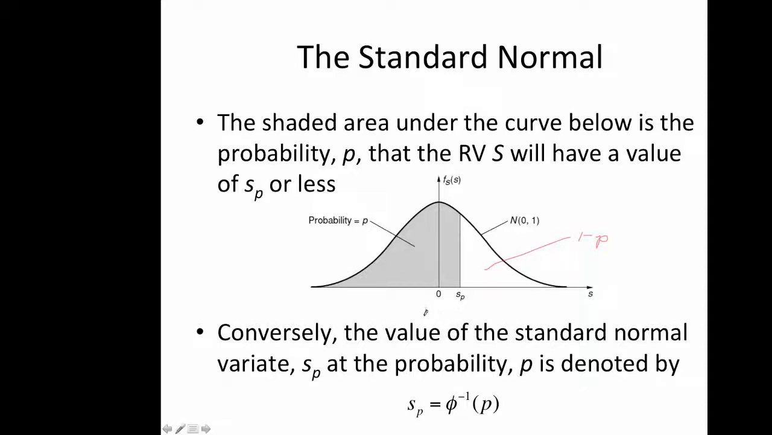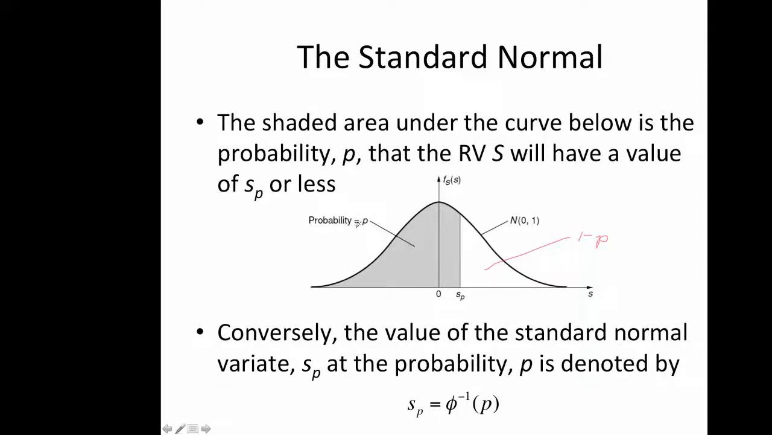So we can also switch this around and say the value of the standard normal variate S sub p is the probability p that's denoted by this relation. Before, we said the probability p that the random variable S will have a value of S sub p or less is shown here. Well, what about just the opposite?